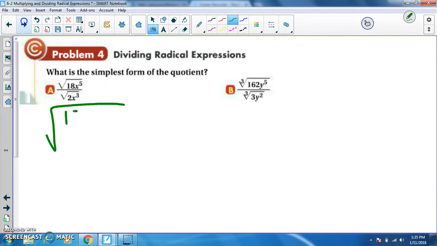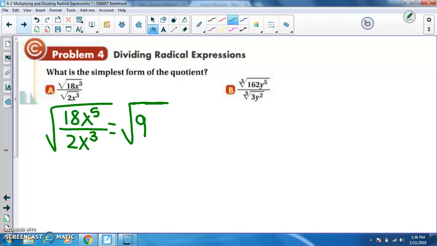So here, I'm going to combine 18x to the 5th over 2x to the 3rd, and I'm going to simplify the fraction before I take the square root. So the square root would be equal to 18 over 2 is 9, x to the 5th divided by x to the 3rd is x squared. Now I can take the square root of 9x squared, which would be 3x. Going to do the same over here.